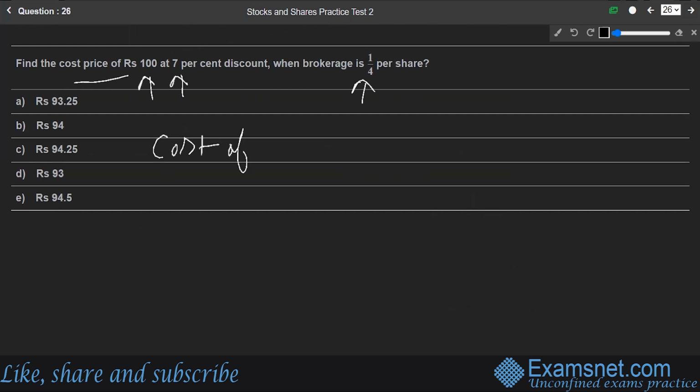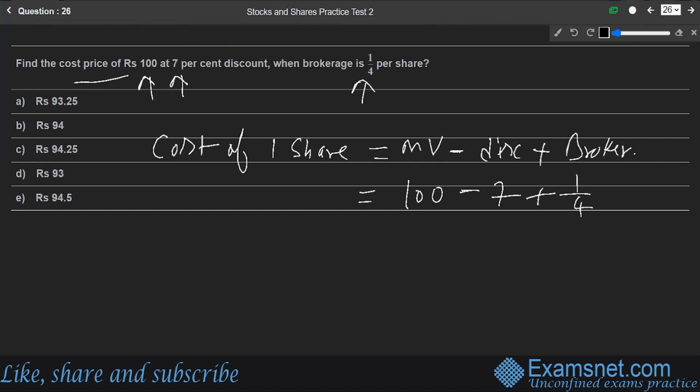Cost of one share, or the purchase cost, we can also write. Cost of one share is simply given as the market value minus the discount value plus the brokerage value. This is the simple formula for that. Let us put the values: rupees 100 minus discount value. 7% discount on 100 rupees becomes 7 itself, plus the brokerage value of 1/4 per share, so 1/4 on one share.